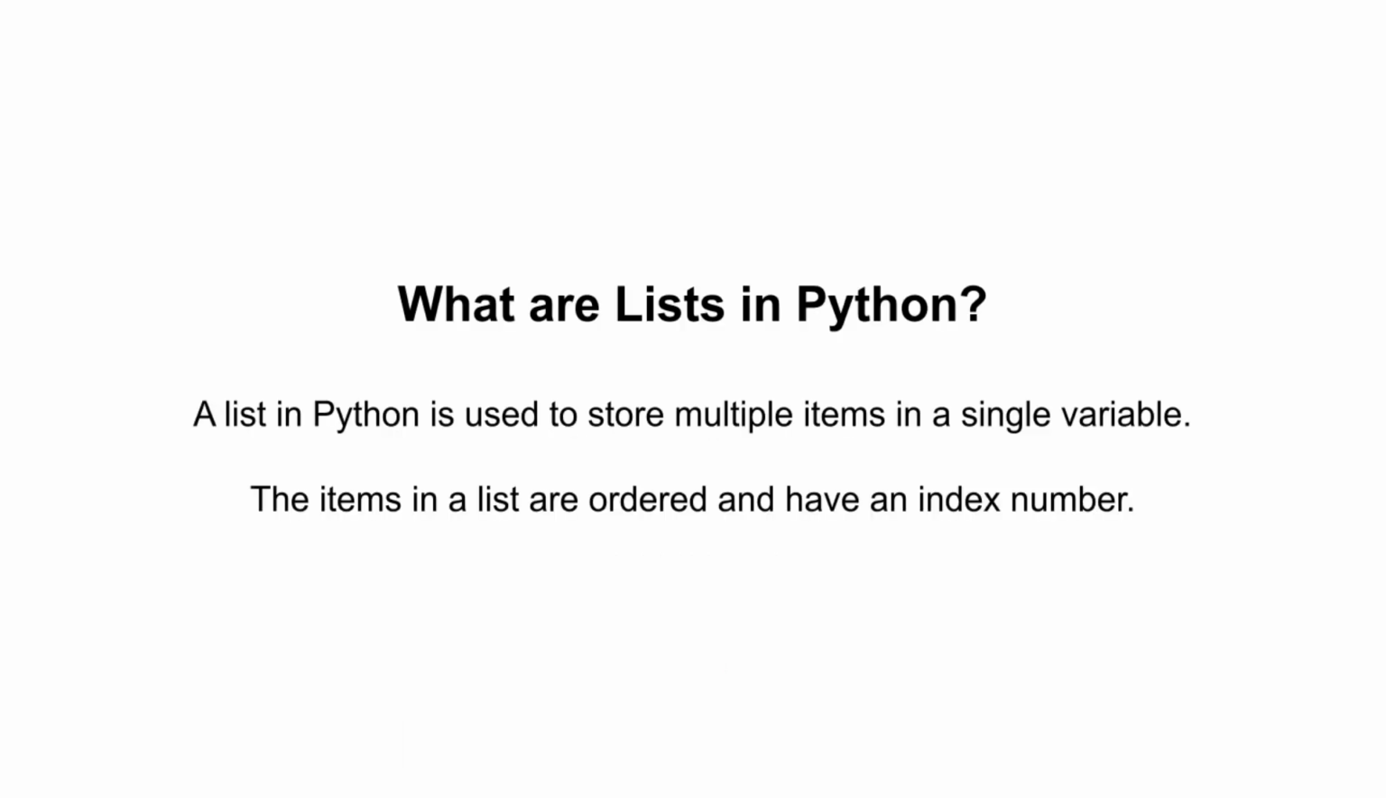So, what are lists in Python? A list in Python is used to store multiple items in a single variable. The items in a list are ordered and have an index number.